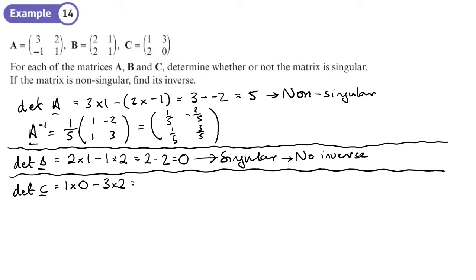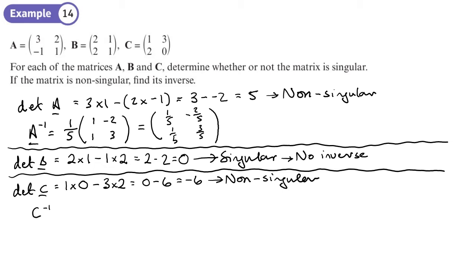So we end up with basically 0 minus 6. So you end up with a determinant of negative 6. That's fine. You can have a negative. So that means it's non-singular, which means we can find an inverse. So we apply what we call the algorithm, the steps to finding the inverse.